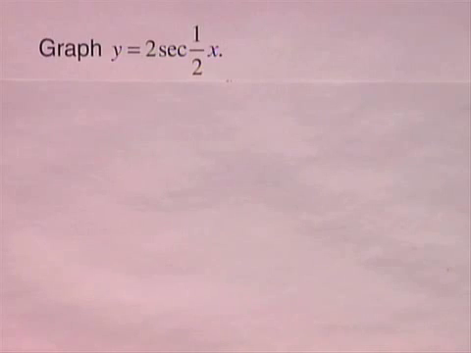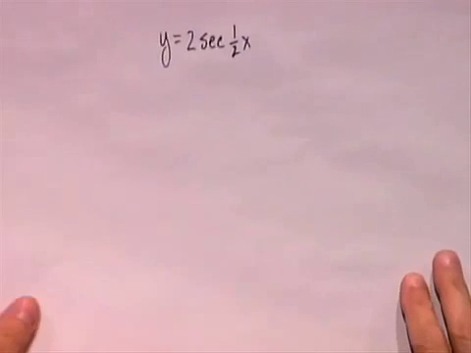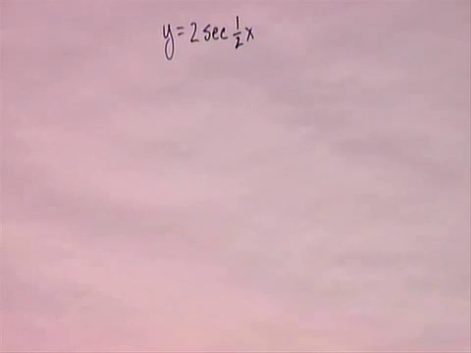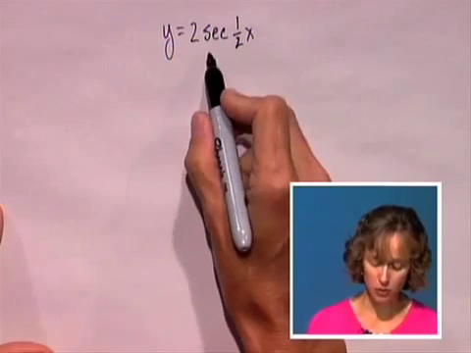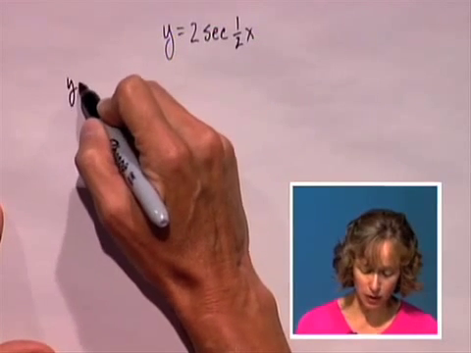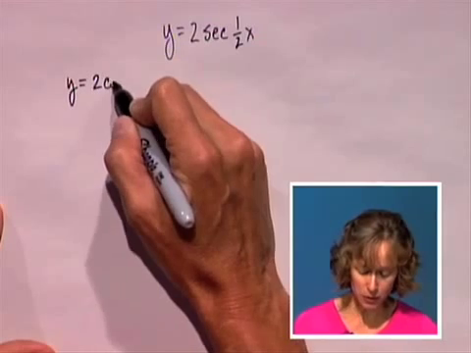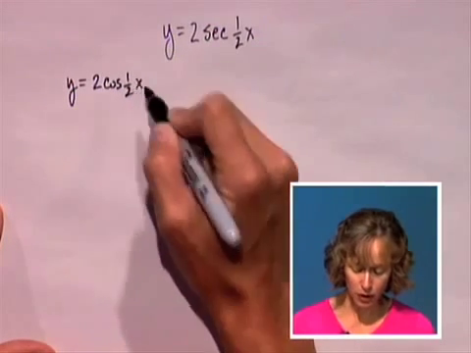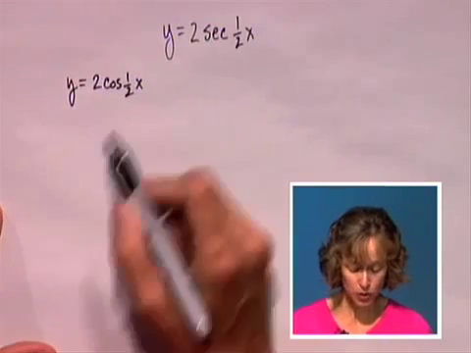Let's graph a secant function. We want to graph y equals 2 secant 1/2 x. The first thing to note, or a simple thing to do with a secant function, is to remember that it's the reciprocal of the cosine. So I'm going to start by thinking about the graph of y equal to cosine 1/2 x.